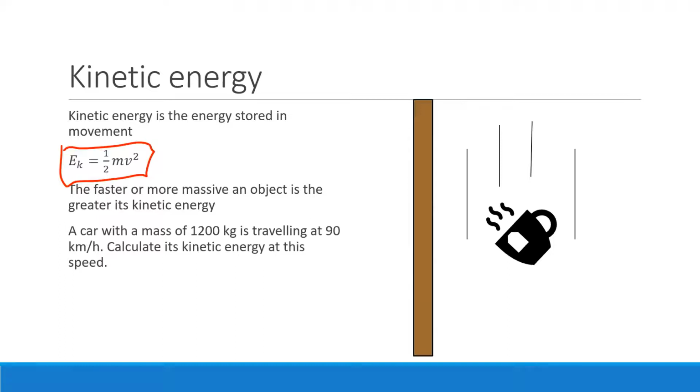And when we talked about the movement of particles, we called it the kinetic energy model, the collision model. So kinetic energy is the movement. The faster or more massive an object is, the greater its kinetic energy. And we've got a formula for this. It's actually equal to a half mv squared.